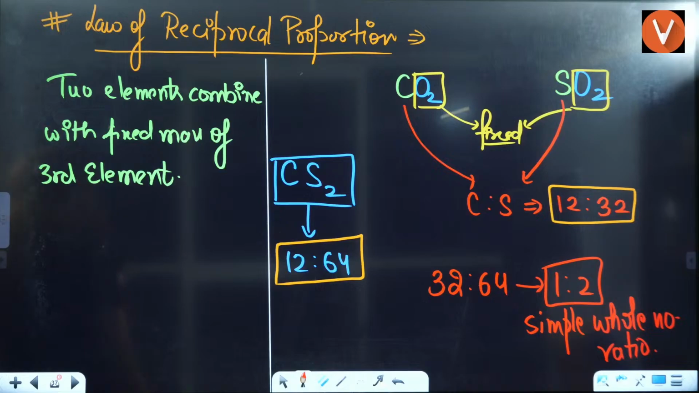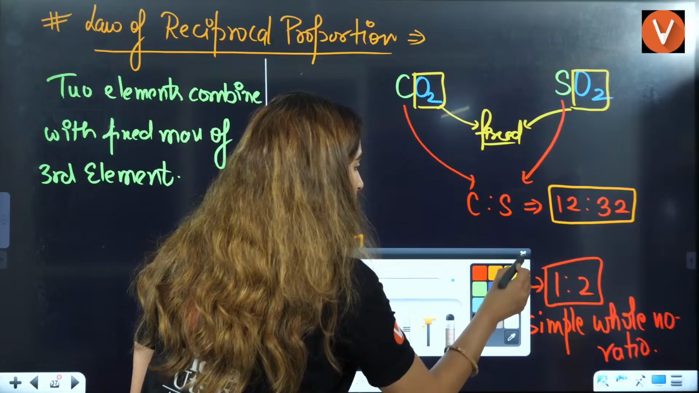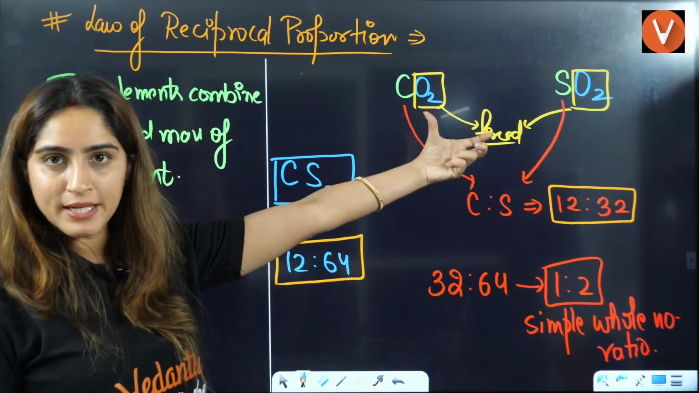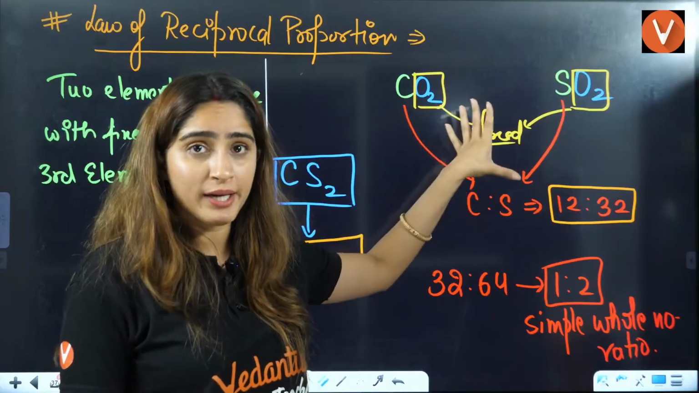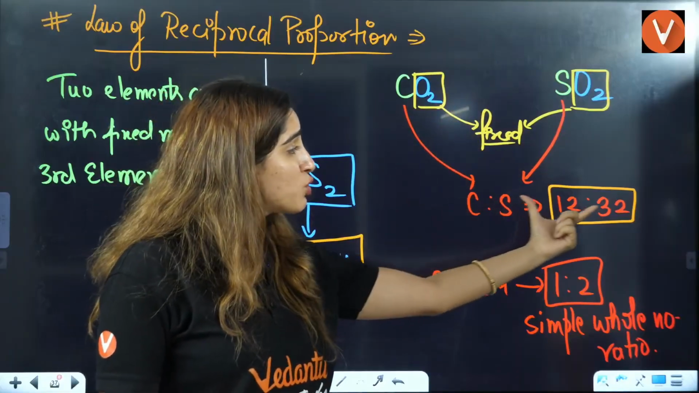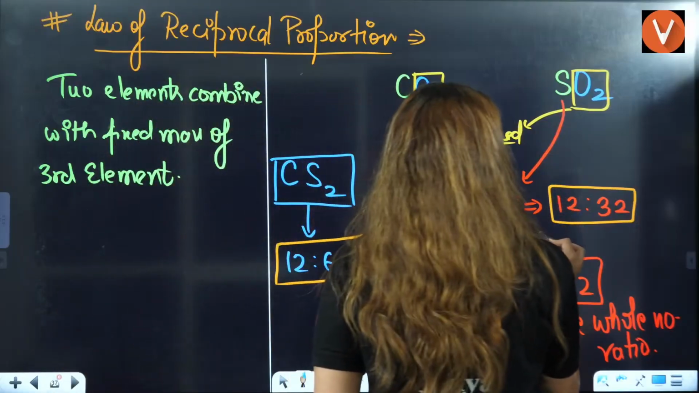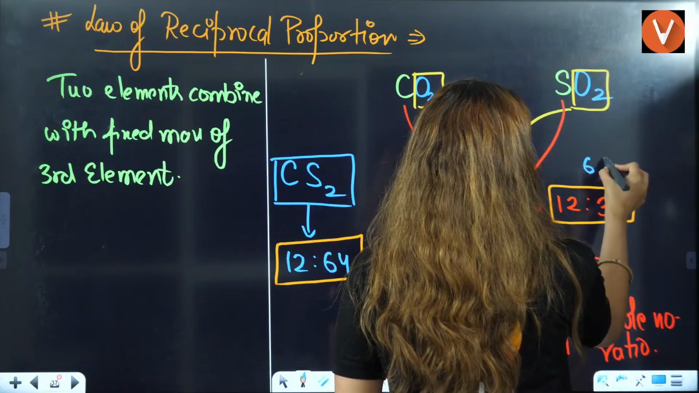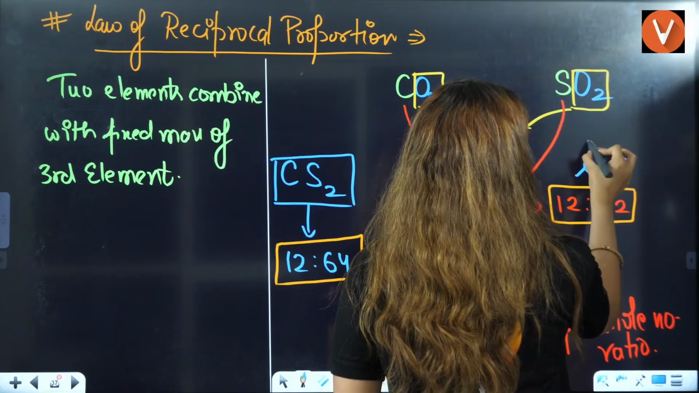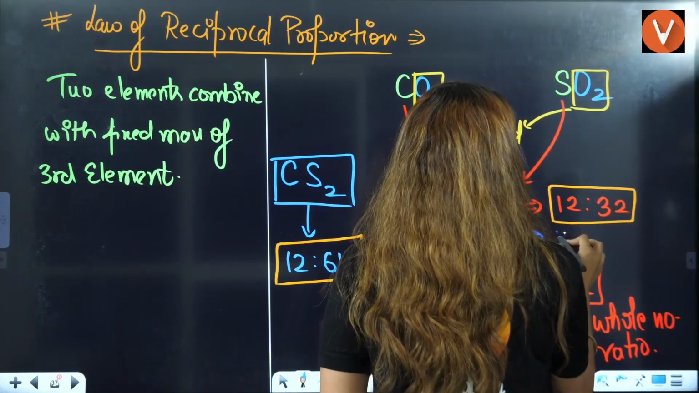CS2 experiment again, please, ratio of this. We are saying that you have two elements. They are combining with the fixed mass of a third element, right? Then the ratio that you have here, what is 12:32? If you break this ratio, this is 2, 6, this is 1, 6, this is 3, and this is 4. So it is going to be 3:4, right?